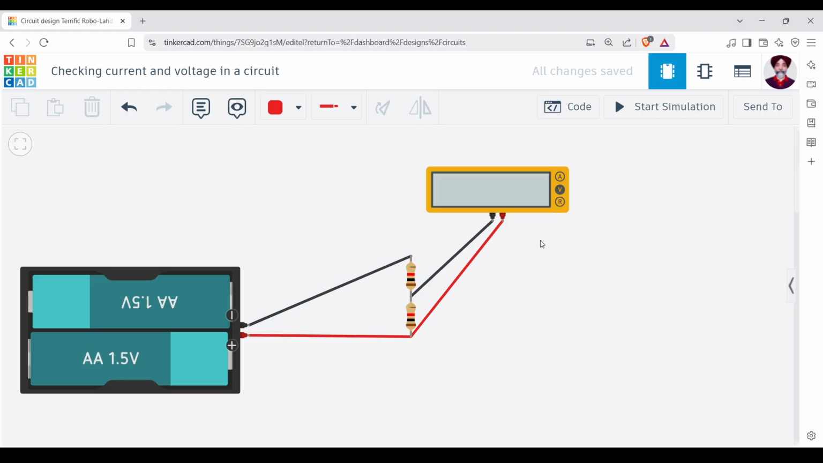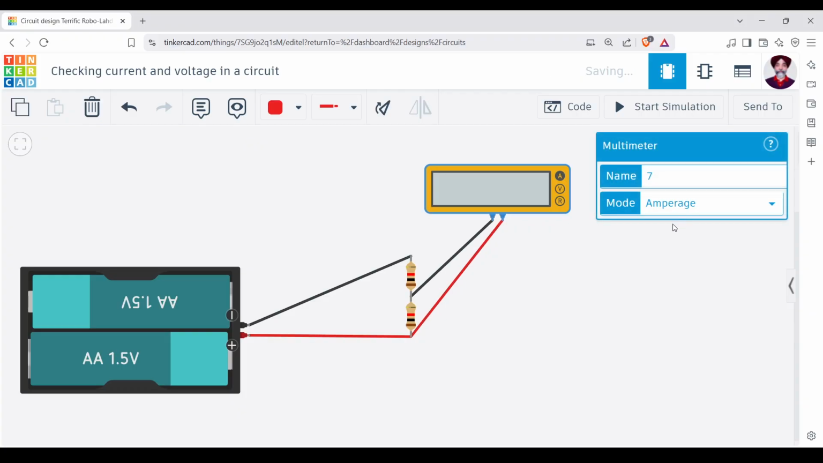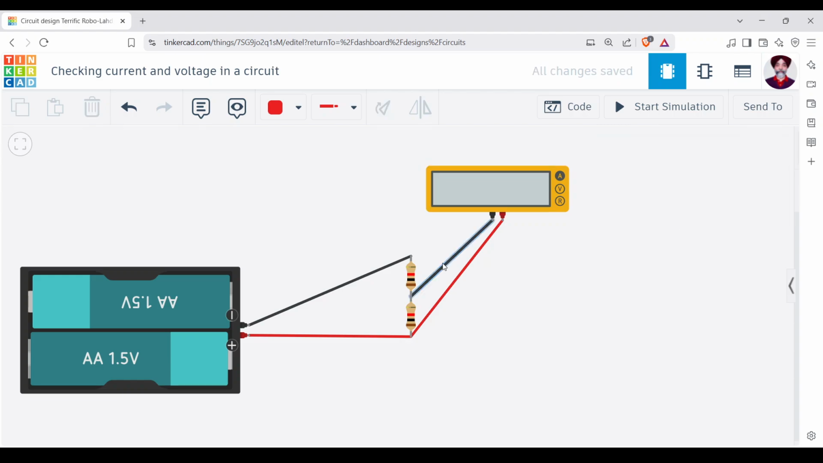What happens when we actually check for current? So when we want to check for current, let's change it to amperage. When we want to check for current, we actually put the multimeter in series with the circuit. You can see how things are happening now. The current is going through the resistance, through the multimeter, then through this resistance back to the battery. So that means these two resistances are not connected together. The current is actually going through the resistance.